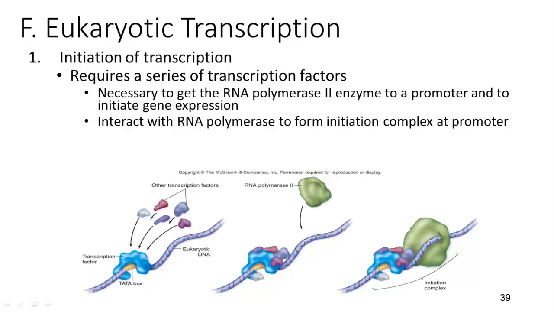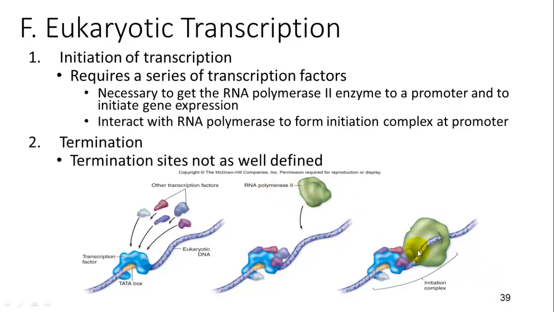Interacts with RNA polymerase to form an initiation complex. Okay, together, so you have these promoter transcription factors. They interact with RNA polymerase 2 to start the initiation complex. Termination sites aren't as well defined, but there's basically a sequence which causes all this to dissociate.